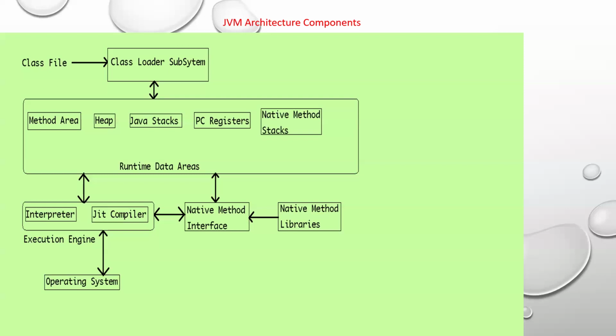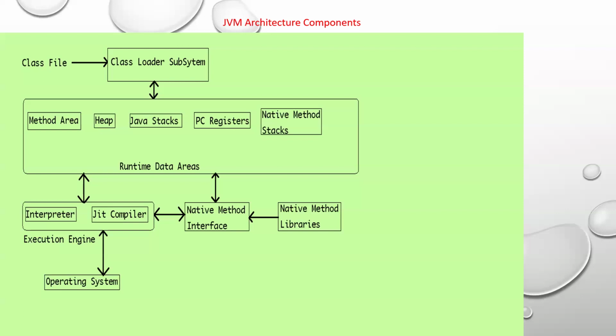Now, what are these PC registers? PC registers will give the address of the memory instruction. When you say address, what is an address? In the sense, this component is stored at which address? Native method stacks: when you say native, if a Java program depends upon other programming languages, what happens? Native method stacks will be used here as a memory allocation.